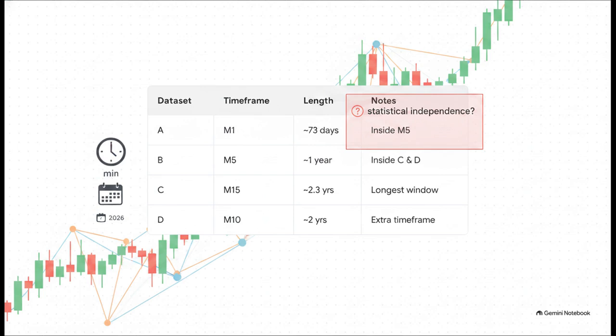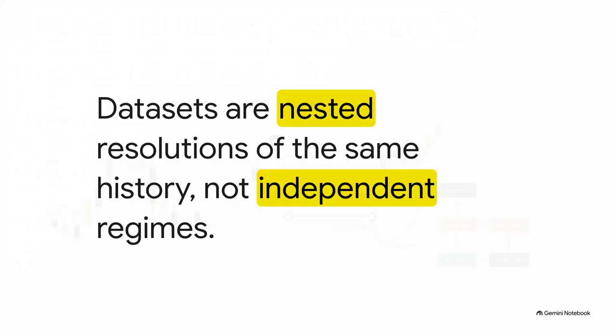But if you look closely at the timelines, a glaring issue with statistical independence pops up. The critical observation here is that Dataset A's 73-day window sits entirely inside Dataset B's 1-year window, which itself sits almost entirely inside datasets C and D. What this means is we are largely looking at the exact same underlying Bitcoin price history, just through different magnifying glasses. Because they heavily overlap, they are not truly independent market regimes.